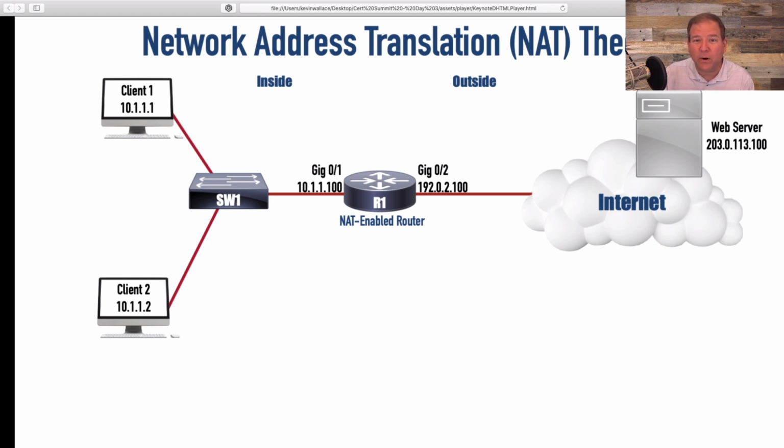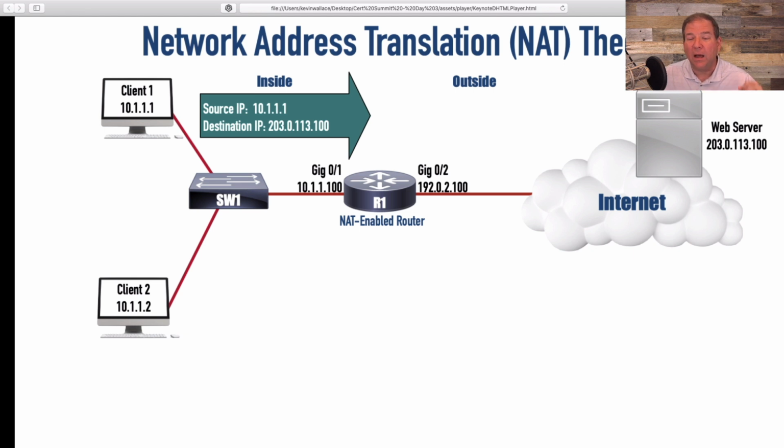There's going to be a command we're going to enter here in a few moments that says this interface is connected to the inside of our network. So in this case, everything to the left of R1 is the inside. Everything to the right of R1 is the outside. And client 1 sends this packet to R1. Notice the source and destination IP addresses. The source is obviously client 1. The destination is that publicly routable IP address of the server.